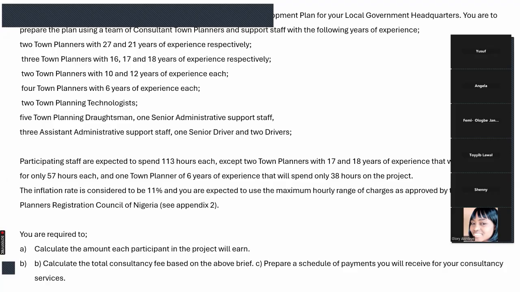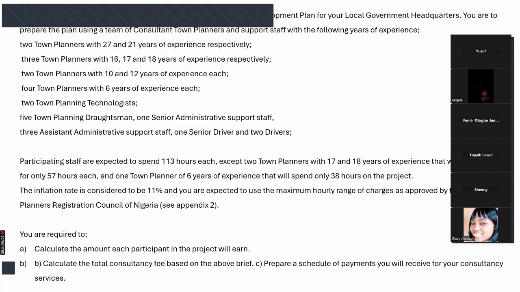All right, so we have the question here. The staff include two town planning professionals with 27 and 21 years of experience, respectively. Then we have 3 town planners, one with 16 years, one with 17 years, one with 18 years of experience. Then we have 2 town planners. All of them are town planners; what differentiates them is their years of experience. As I told you, the more years of experience you have, the higher your rank.